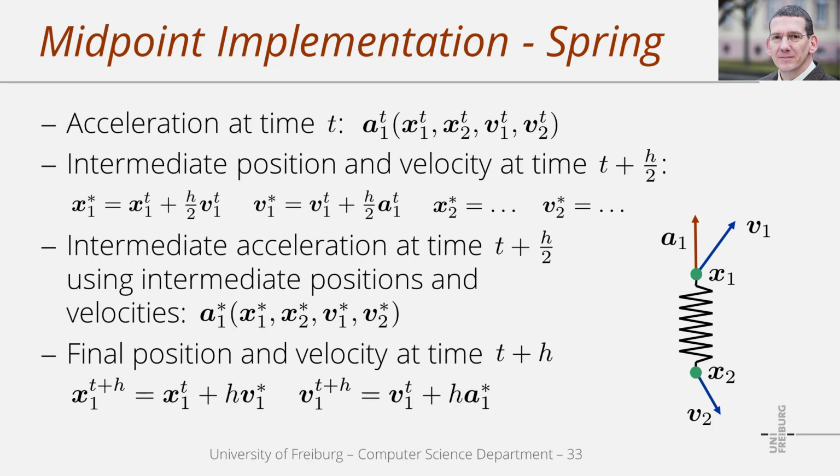It would not be correct to process particle after particle. If we just compute the intermediate position and velocity of one individual particle, we are not able to accurately compute the intermediate acceleration at that particle. In order to do so, we generally need all intermediate positions and velocities.